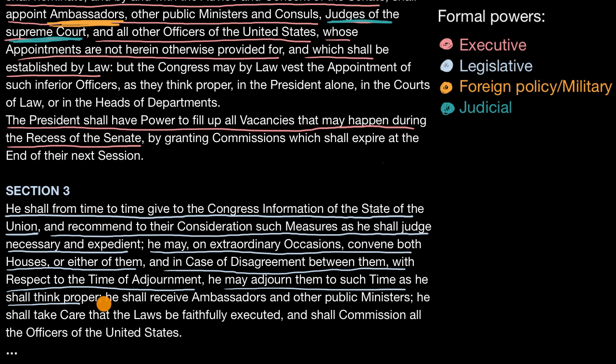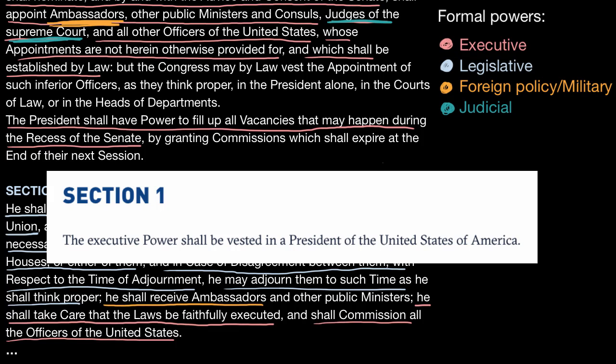And then it goes back to foreign policy. He shall receive ambassadors and other public ministers. He shall take care that the laws be faithfully executed, and shall commission all the officers of the United States. This statement, he shall take care that the laws be faithfully executed, in conjunction with what is sometimes known as the vesting clause, which is at the very beginning of Article 2, Section 1, that simply states the executive power shall be vested in a President of the United States. These two clauses combined have been used to justify what we will see are called informal powers, which we will go into much more depth into future videos, especially the power of the executive order.